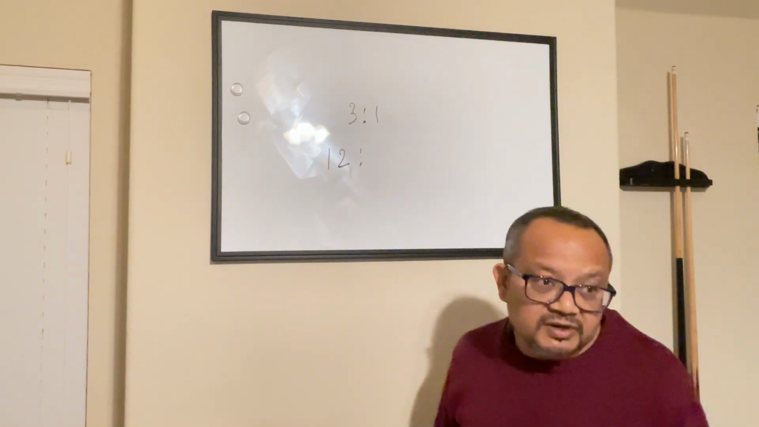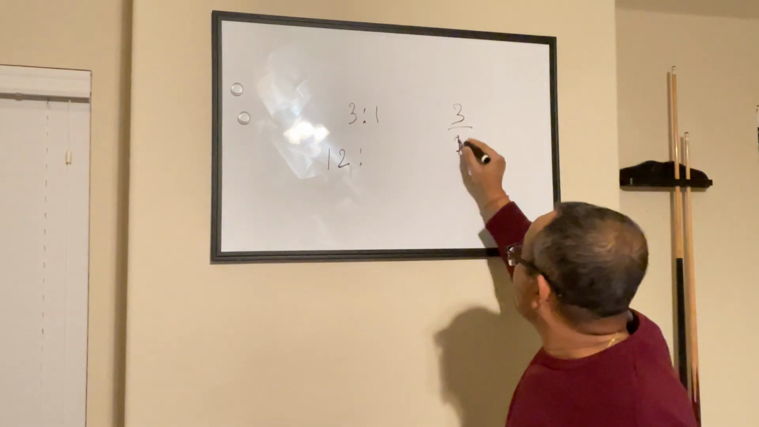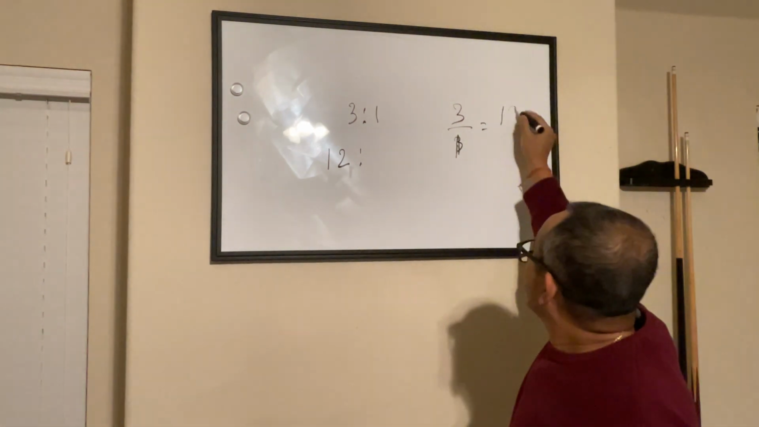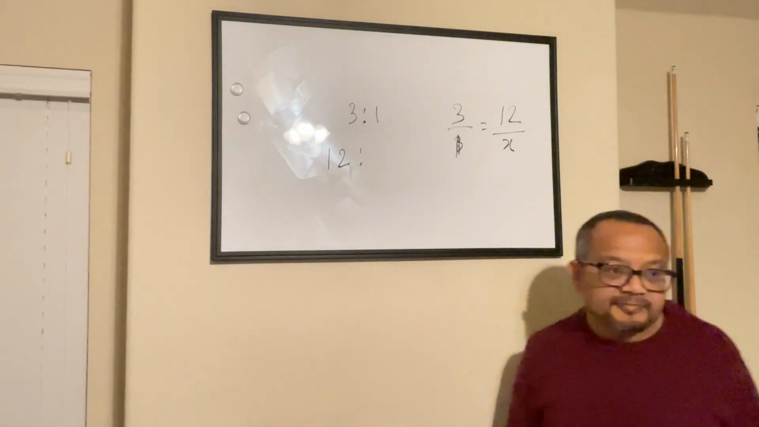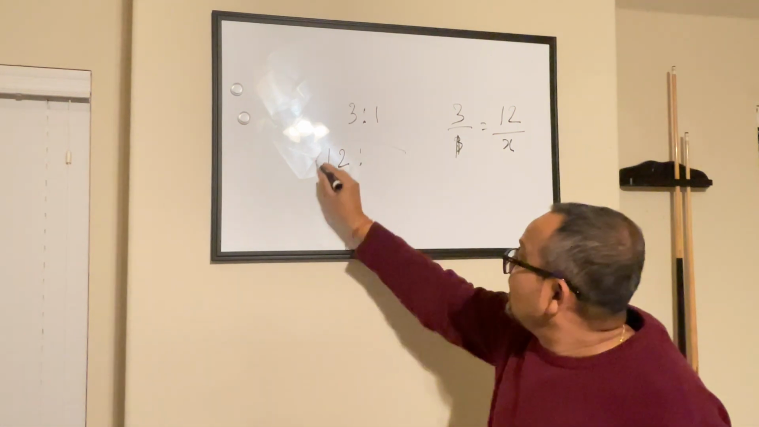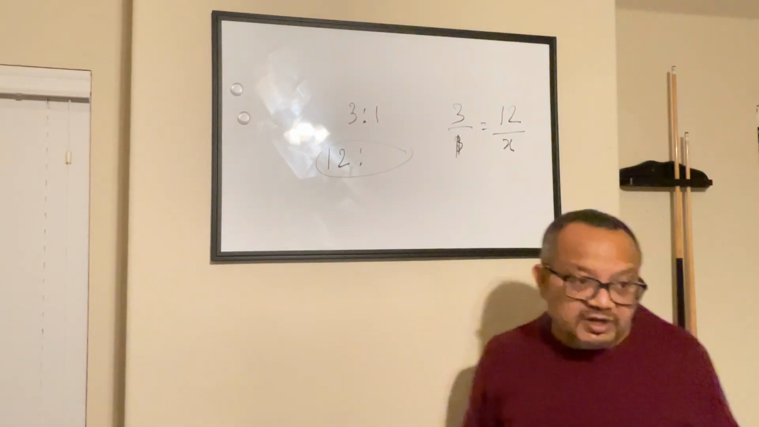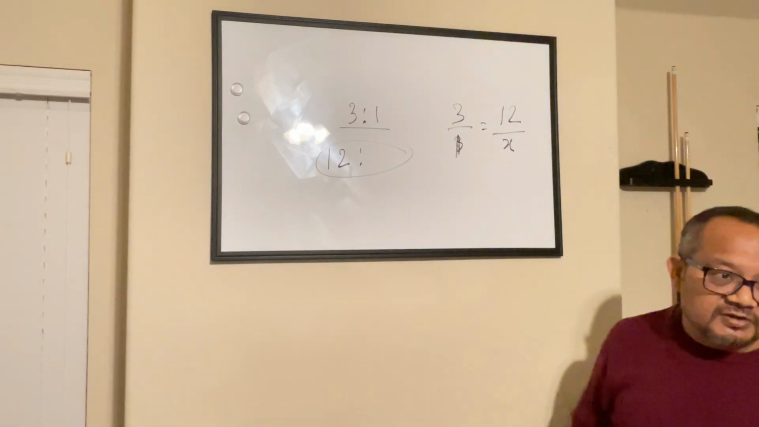It is nothing but the equivalent ratio. So you are saying that equivalent ratio 3:1 equals 12 is to x. I don't know what x is. So it's like a ratio in which things are to be mixed, and one equivalent ratio, and you have to find the other one. Okay.